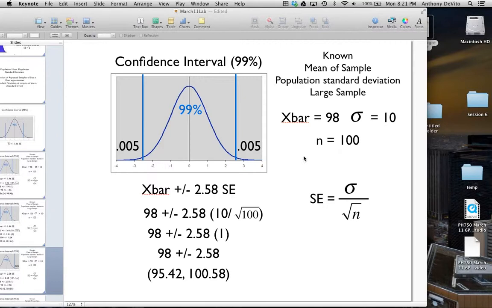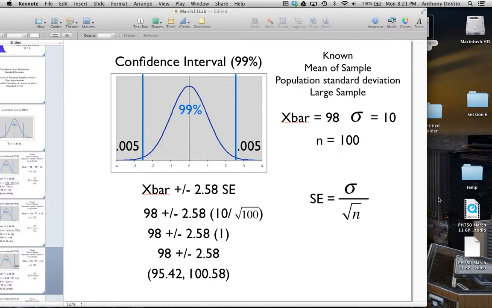It's exactly the same problem. The standard deviation is 10. The sample size is still 100. The mean is still 98, except we're going to calculate a 99% confidence interval. In this case, we still have standard error 10 over square root of 100, which is 1. It's going to be 98 plus or minus 2.58 times the standard error. 98 plus or minus 2.58 is 95.42 to 100.58.